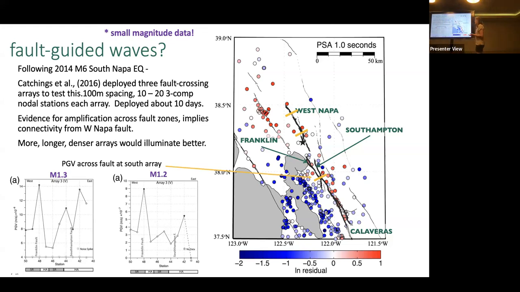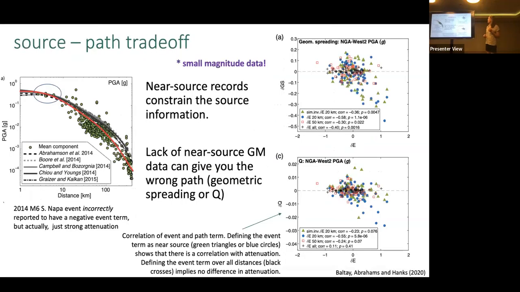So I think there's definitely hints of seeing increased PGV as you cross the fault there, implying some sort of perhaps fault guided or fault trapped waves. But at this kind of station spacing, I think it's still difficult to really discern whether that's the case. So obviously, even in their paper, they suggested that a longer, denser, longer time array would be able to answer these questions better. But again, we are using the small magnitude data to inform our understanding of what could happen for the larger event.